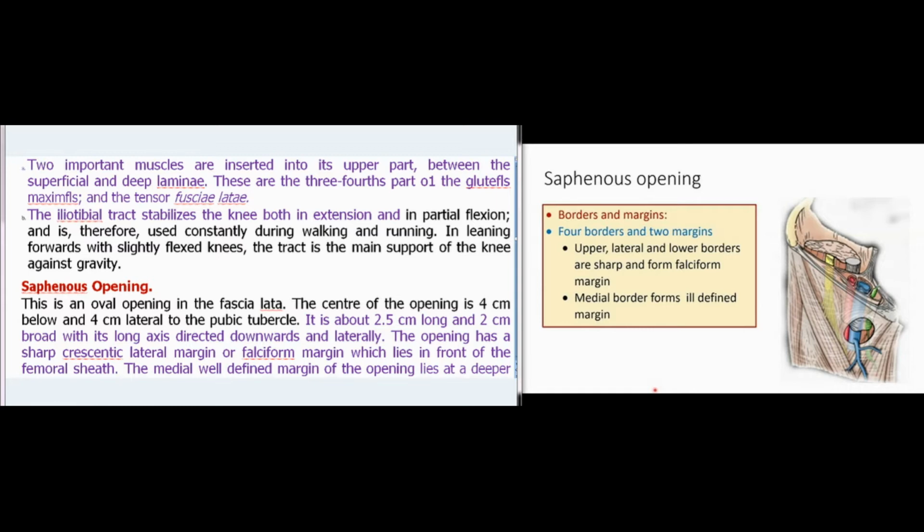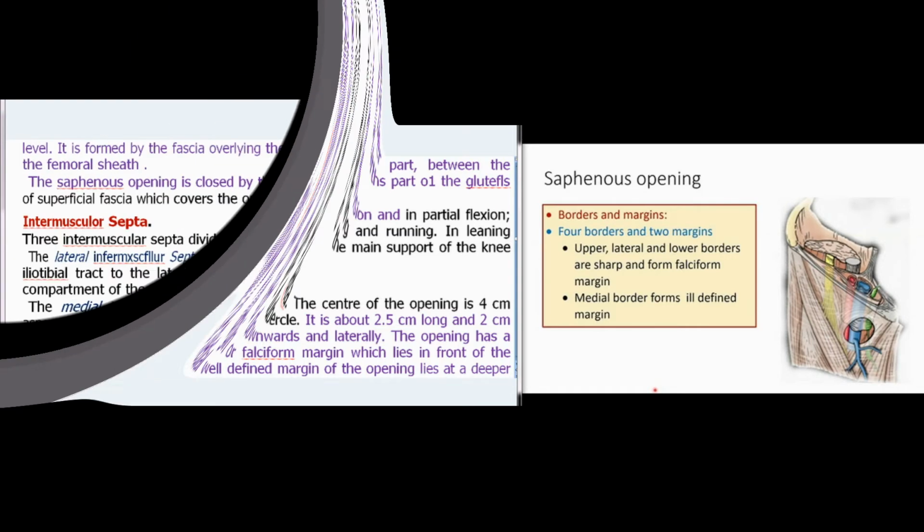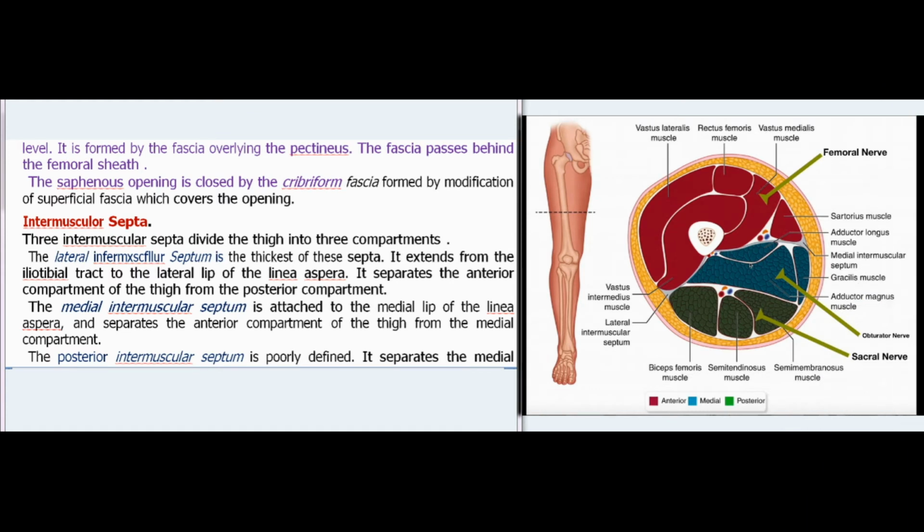The medial well-defined margin of the opening lies at a deeper level. It is formed by the fascia overlying the pectineus. The fascia passes behind the femoral sheath. The saphenous opening is closed by the cribriform fascia, formed by modification of superficial fascia which covers the opening.